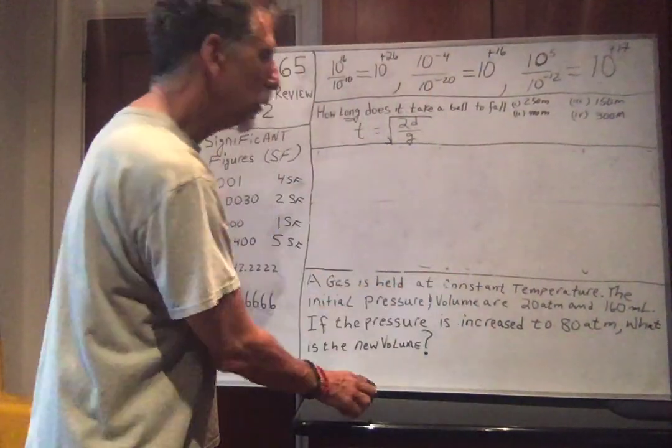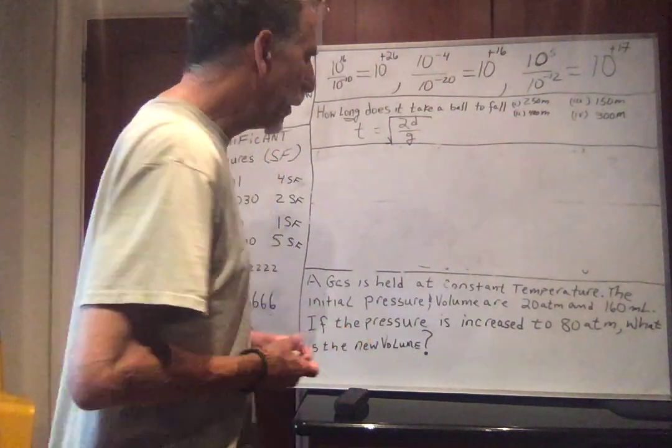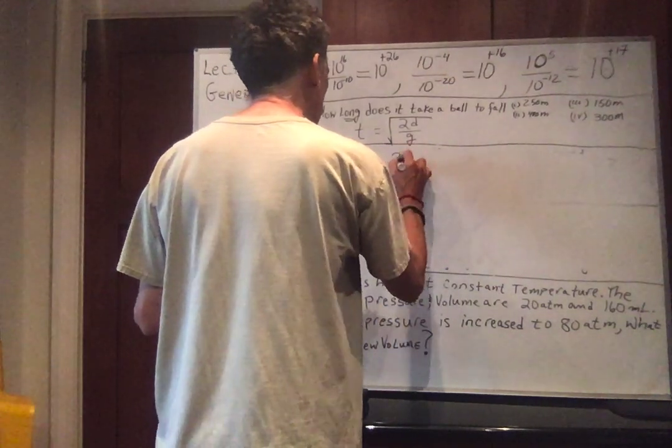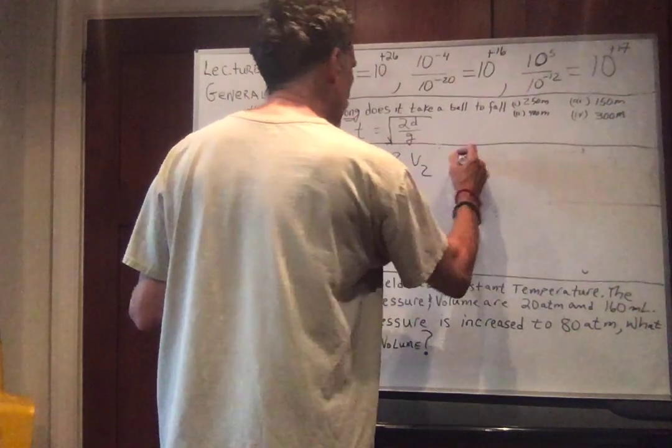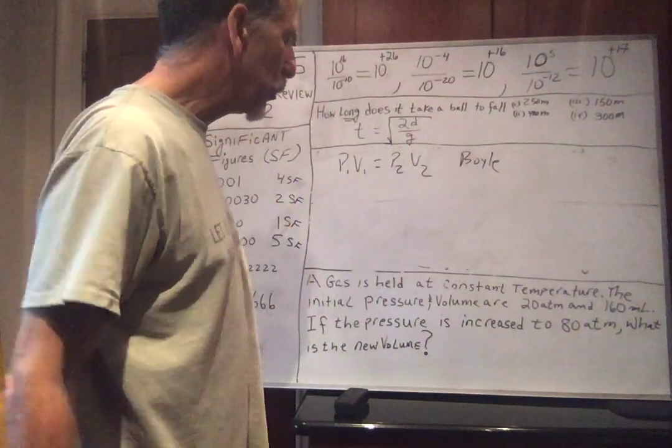Constant temperature, we know that's Boyle's law, right? So we know that P1V1 equals P2V2. This is Boyle. So again, it's an inverse relation.